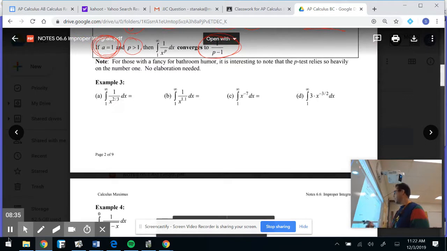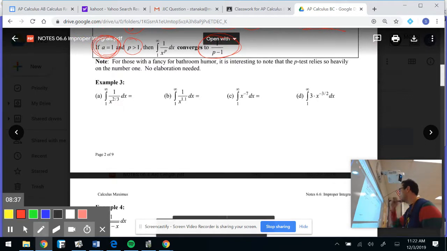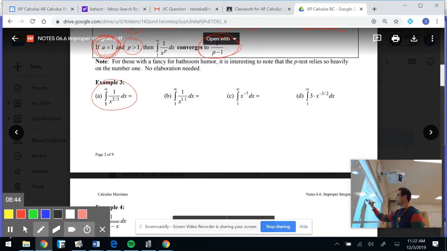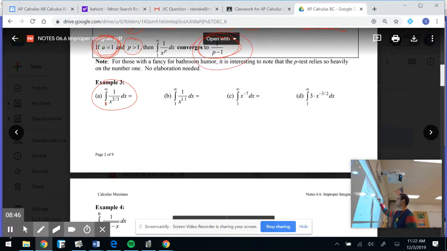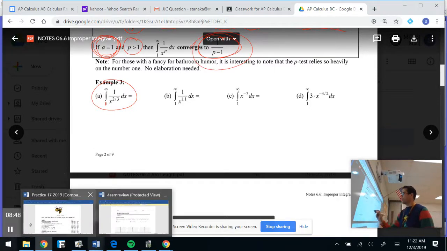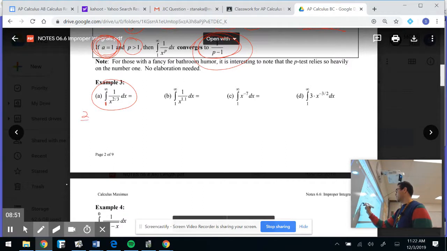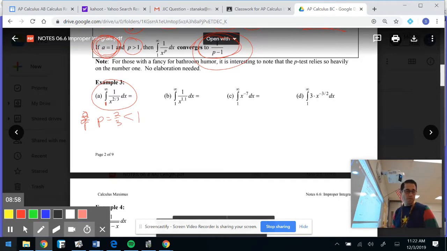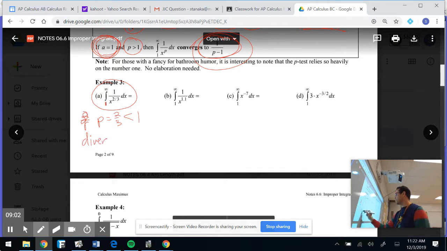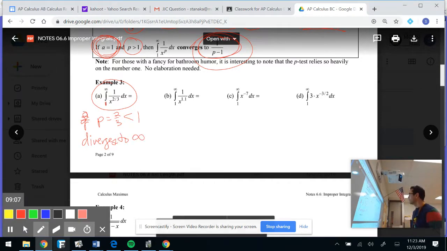Example 3, A, B, C, and D. Let's check it out. This is definitely a p series. It's a equals 1, so I can use that little shortcut and don't have to even do an improper integral. 2/3 is my p, so let's write p equals 2/3. 2/3 is less than 1. If it's less than 1, what does it mean my answer is, class? It means it diverges, and it diverges to infinity. We had that in our notes up there. That was our fact.